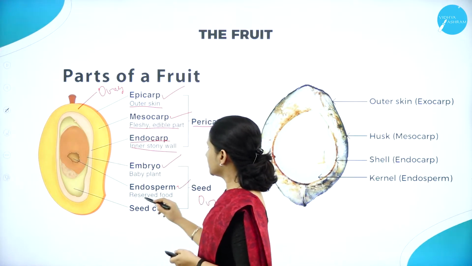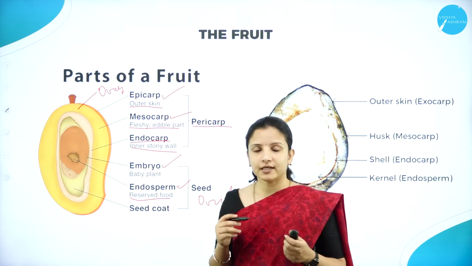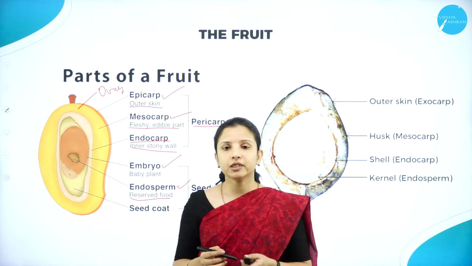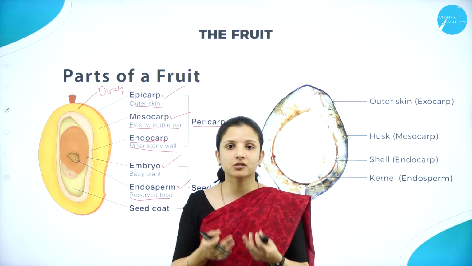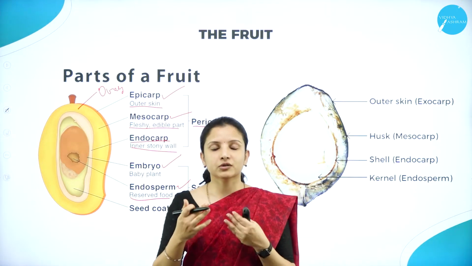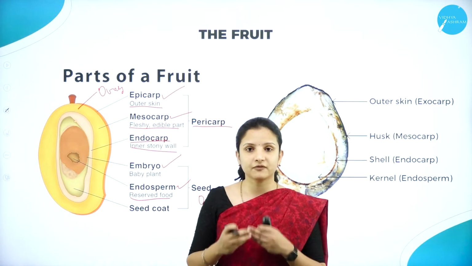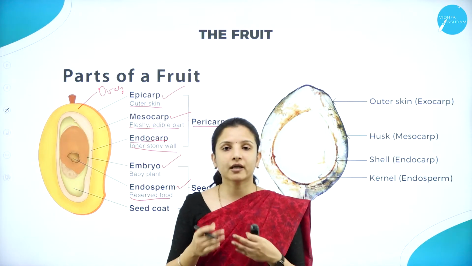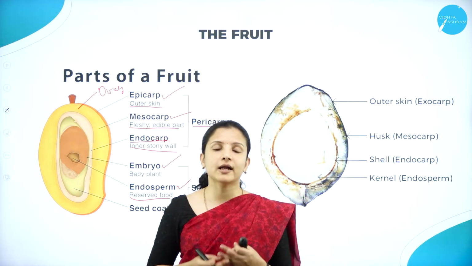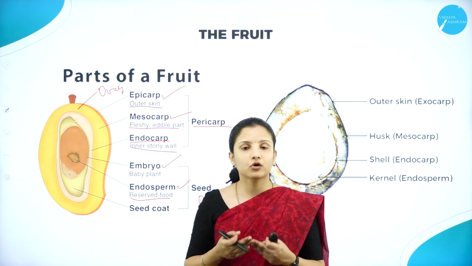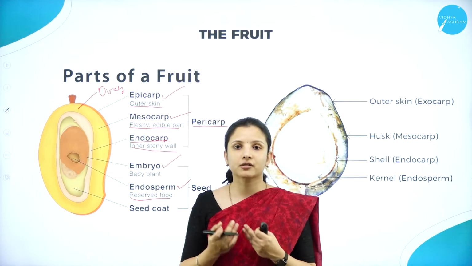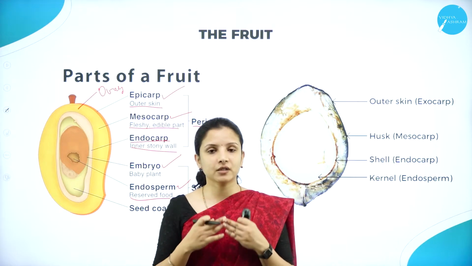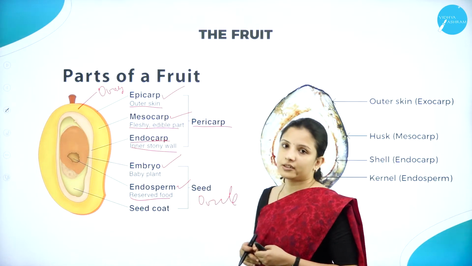So the endosperm is the reserved food. This endosperm actually provides nutrition to the developing embryo. So the endosperm should always be formed before the embryo itself. Why? Because the embryo cannot photosynthesize on their own, and they cannot synthesize food or derive nutrition. Therefore, they take the help of the endosperm in order to derive nutrition.